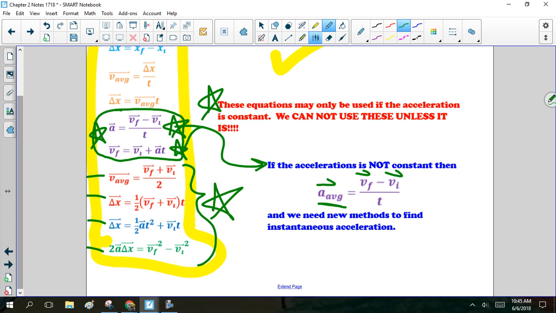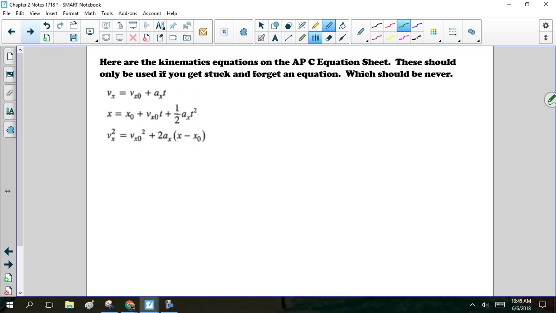Now, when you take your AP test, you're going to be given a handy-dandy equation sheet, which will give you all of these equations, sort of. Here's the way they look on your equation sheet. These are the kinematics equations that are given on the equation sheet. The equation sheet is really only there if you get stuck and you forget an equation. These equations you should never forget. You have to know these.